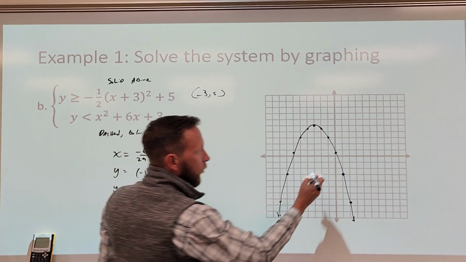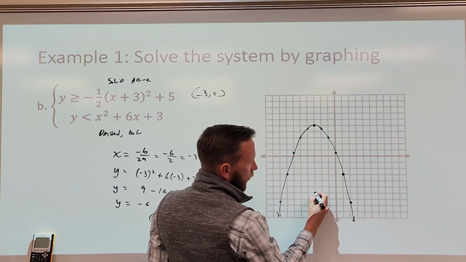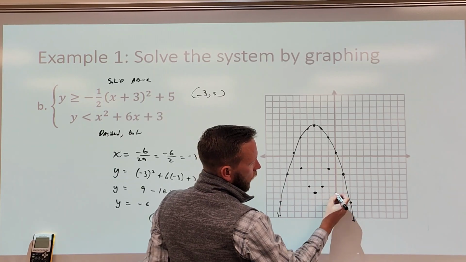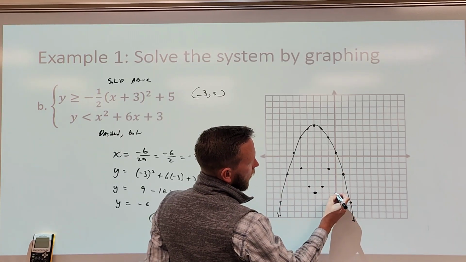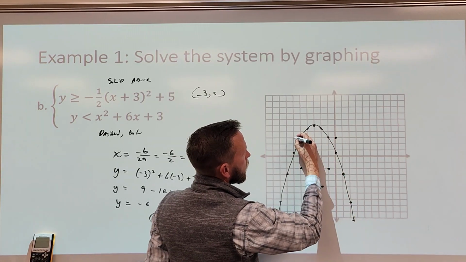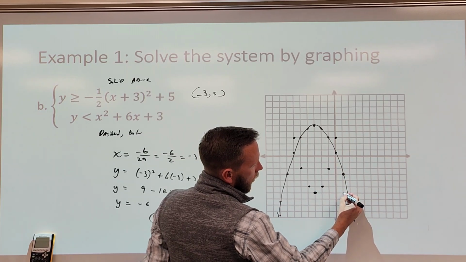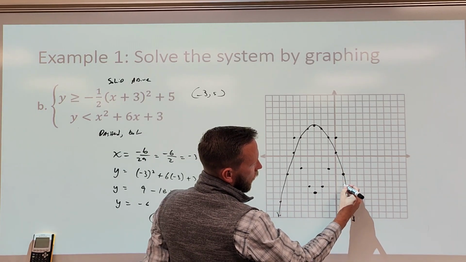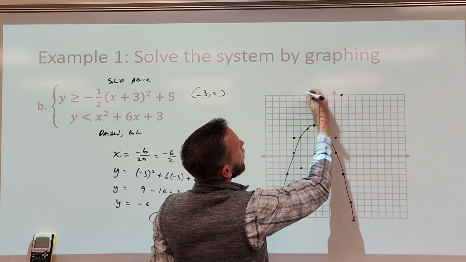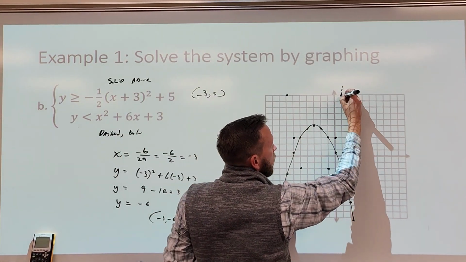And over there we've got an over 1 up 1. So -3, -6. Over 1 up 1, over 2 up 4, over 3 up 9. And then over 4 up 16. 16 would be all the way over there. And this one is a dashed boundary, and we're going to shade below it.